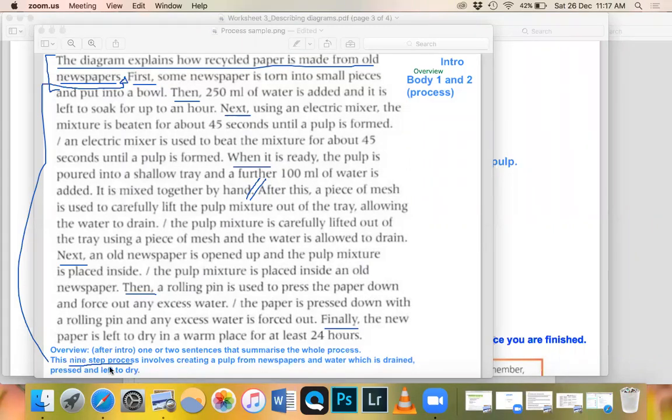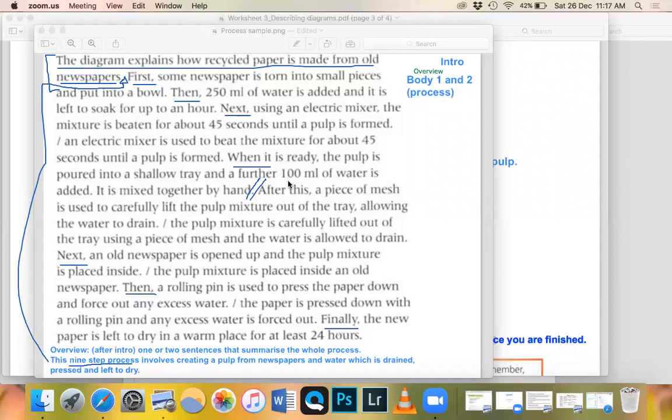So you can mention how many steps you're going to talk about, and then you can quickly just choose the main points of the process. Again, if you forget to add this, you're going to get a low mark for task achievement. So your overview is really important here. And for the process type of task, it's a summary of the entire process. So that's something that you can practice writing as well.